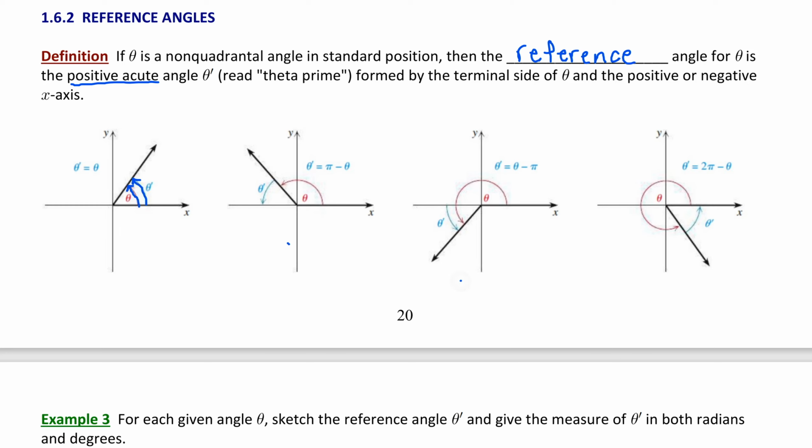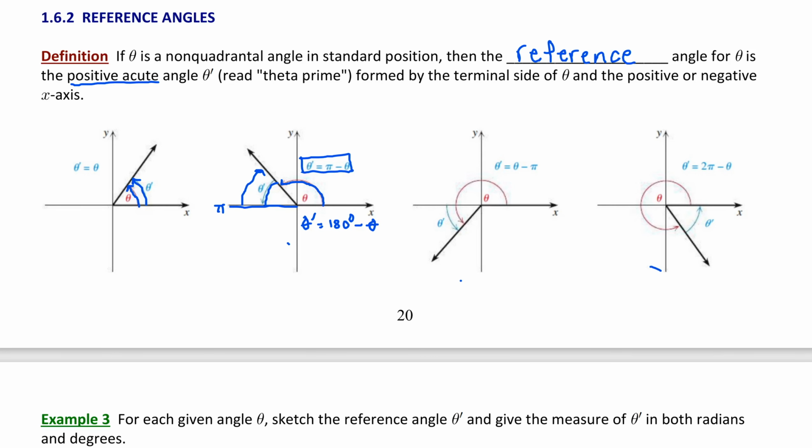In the second example, we have an angle theta that is between 90 degrees and 180 degrees. So we have an example of an obtuse angle here. So the reference angle is going to be made as the acute angle composed of the terminal side of theta and the nearest x-axis. So if we wanted to find the measure of this reference angle theta prime, notice we could start here at pi radians and subtract theta. So that's what we have right here. If we want to think about that in degrees, we could say theta prime is 180 degrees minus theta.